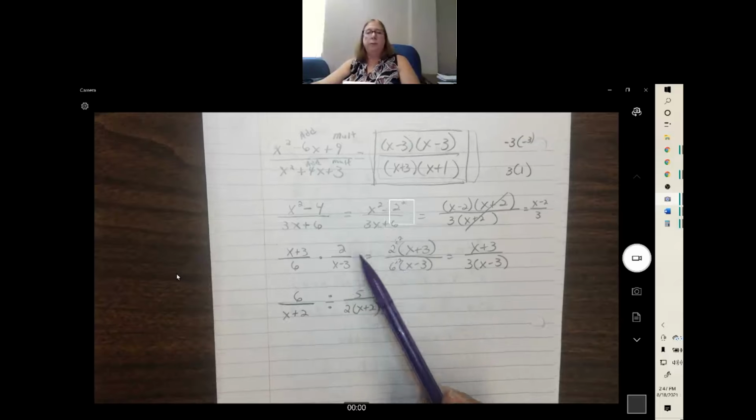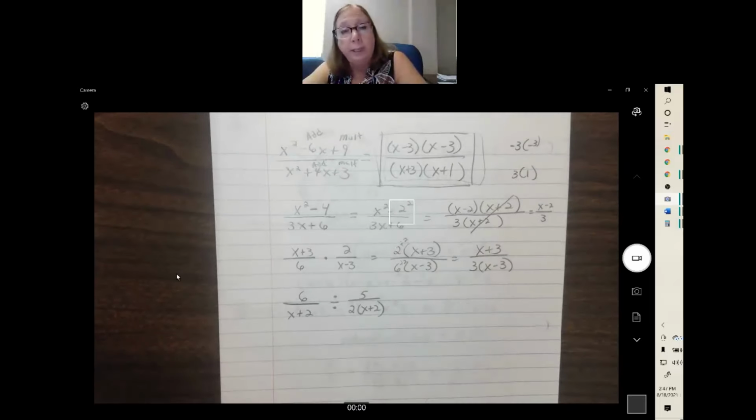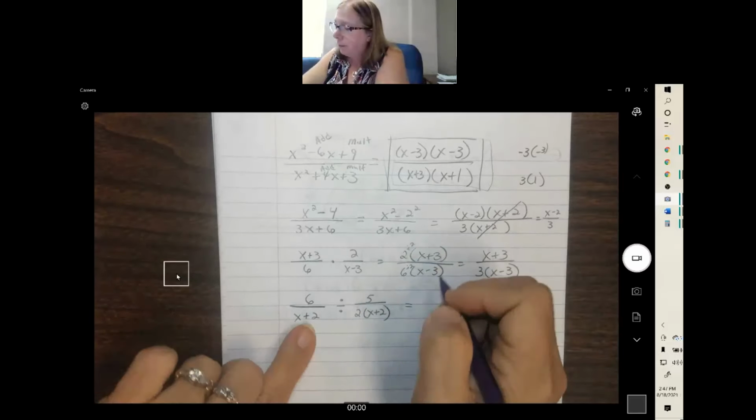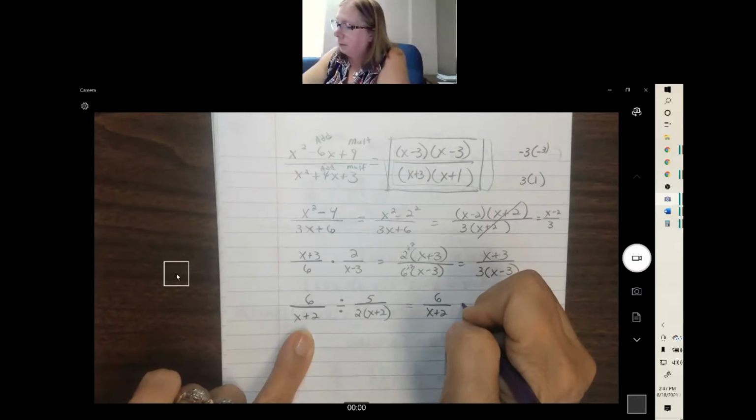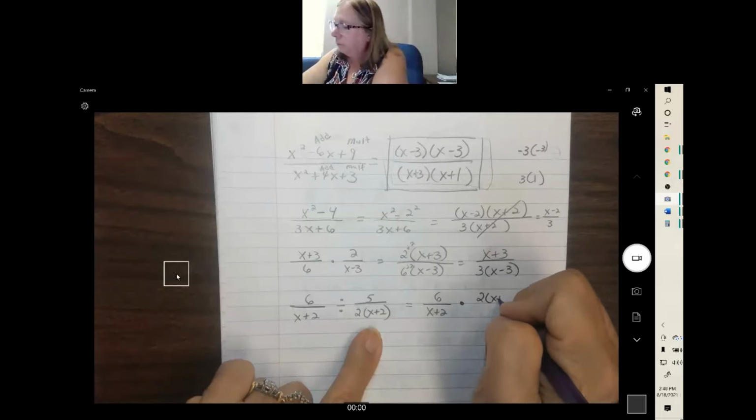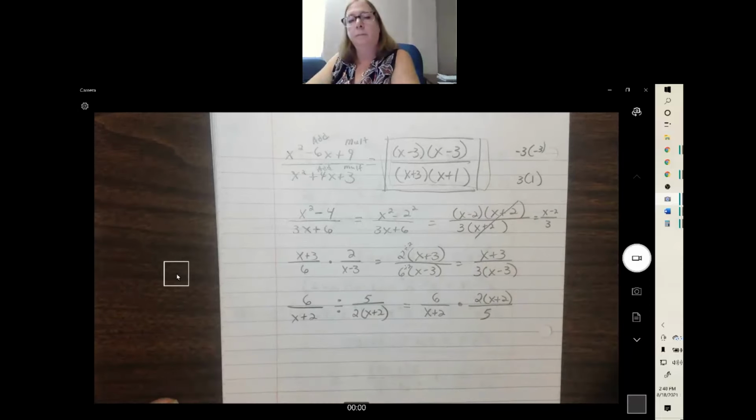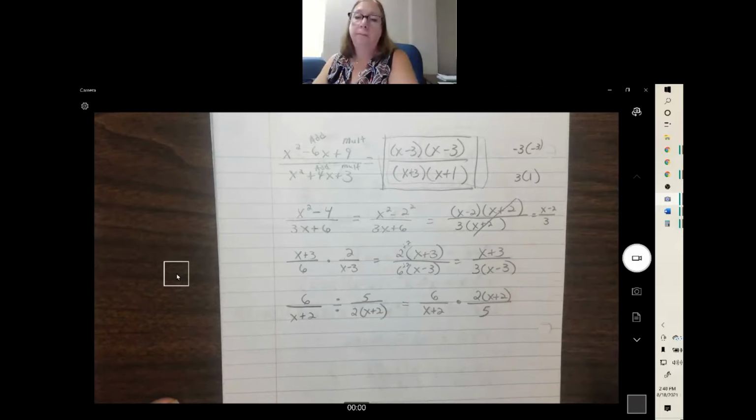Now, the difference between the multiplication and the division: when you're dividing fractions, you change it to a multiplication. So to do that, you flip the second fraction and multiply. That means the first one stays the same, and then it becomes a multiplication and you flip this one. Then you just use your same rules for multiplication.